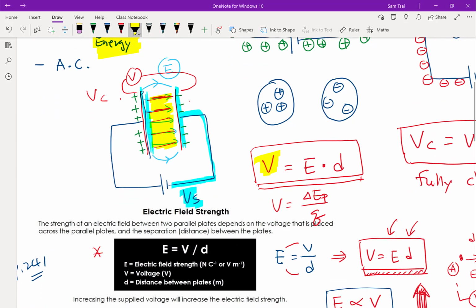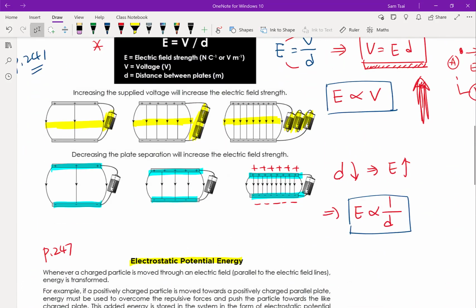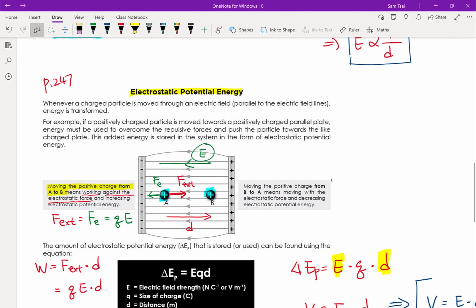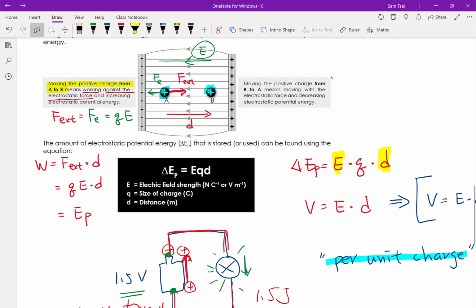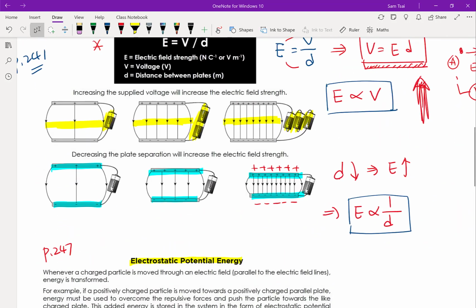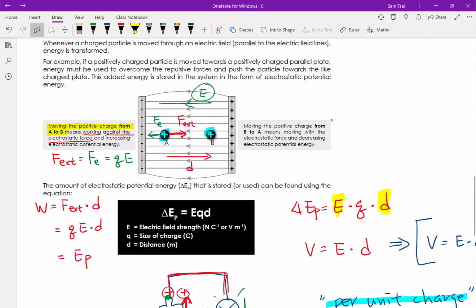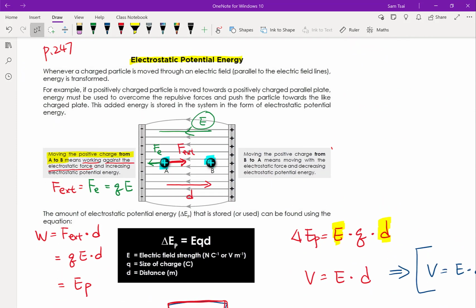So this concludes our very basic introduction of capacitors, and also a revision of the electric field and the electrostatic potential energy.